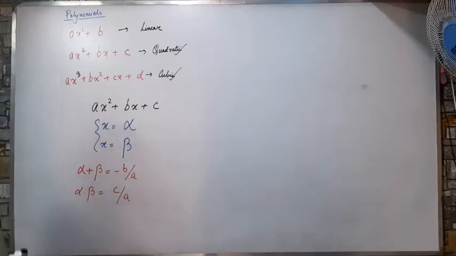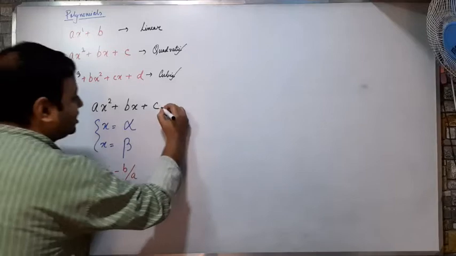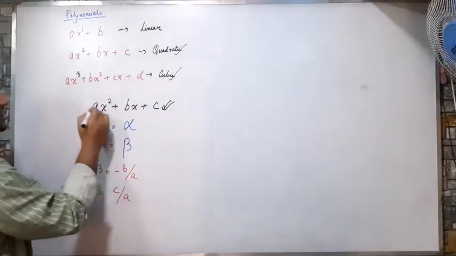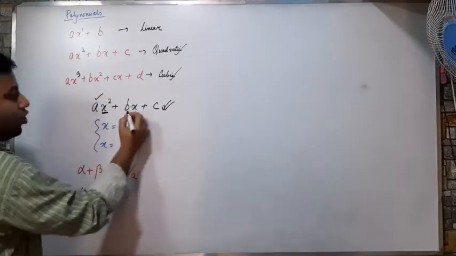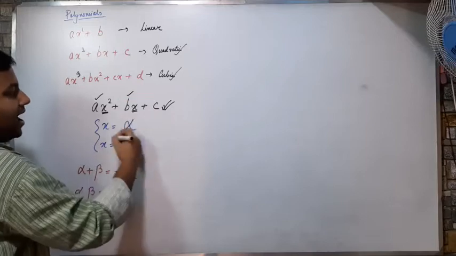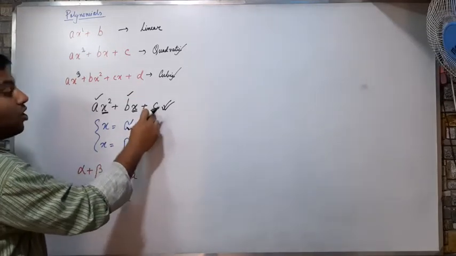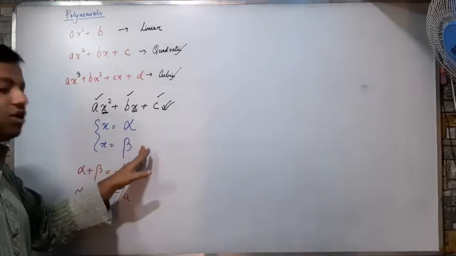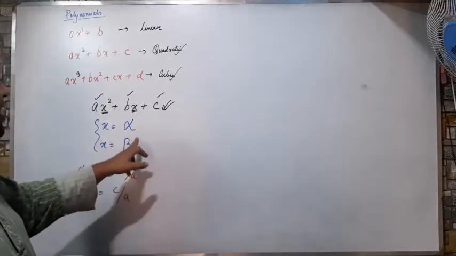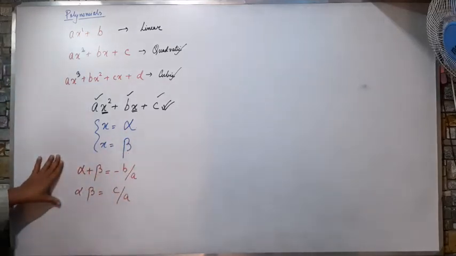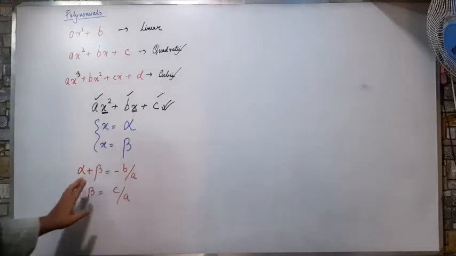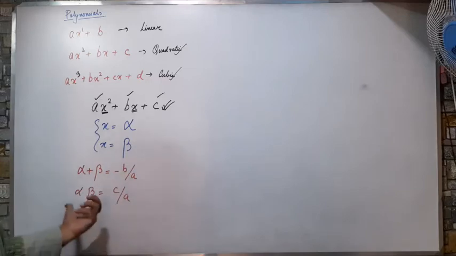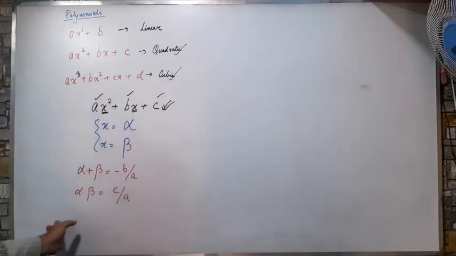What is this b by a, c by a? This b by a and c by a is obtained from this equation. The coefficient of x square is called a. The coefficient of x is known as b, and the single constant value is known as c. So whether my answers are correct or not, whether my roots alpha and beta are correct or not, the way to check is: I will put them in this equation. Alpha plus beta equals minus b by a and alpha into beta equals c by a. This is called the verification of the coefficients with the roots.